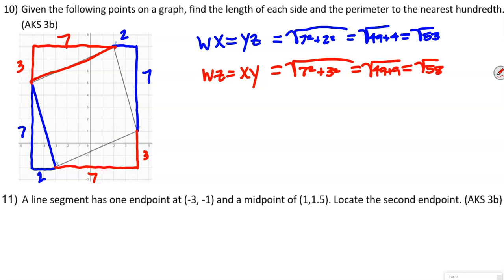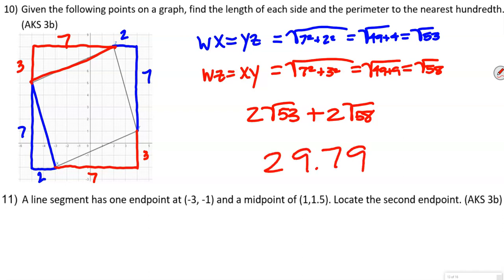So if I want to find the perimeter here, I'm just going to go 2 times the side, square root of 53, plus 2 times the side of the square root of 58. And you can put that right in your calculator. And when you do, where's my lovely answer? It is 29.79. It says to the nearest hundredth. Remember, that's 2 decimal places.